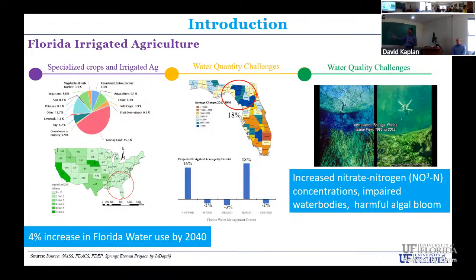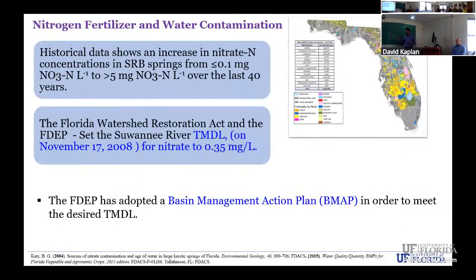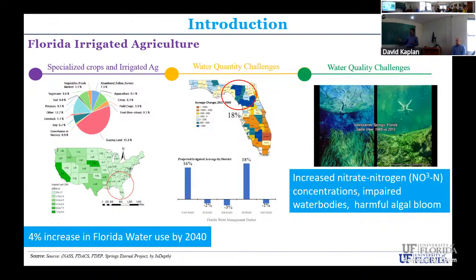This is the photograph of Ichetucknee Springs, 1995 and 2012, and you can see the difference, right? I don't have to tell you. Why this happened is because of the increasing nitrate level, especially in North Florida. If you go to South Florida, different issues. Phosphorus might be the issue, right? In North Florida, increased concentration of nitrate-nitrogen in the lakes or water bodies, impaired water bodies, and harmful algal bloom are some of the side effects.